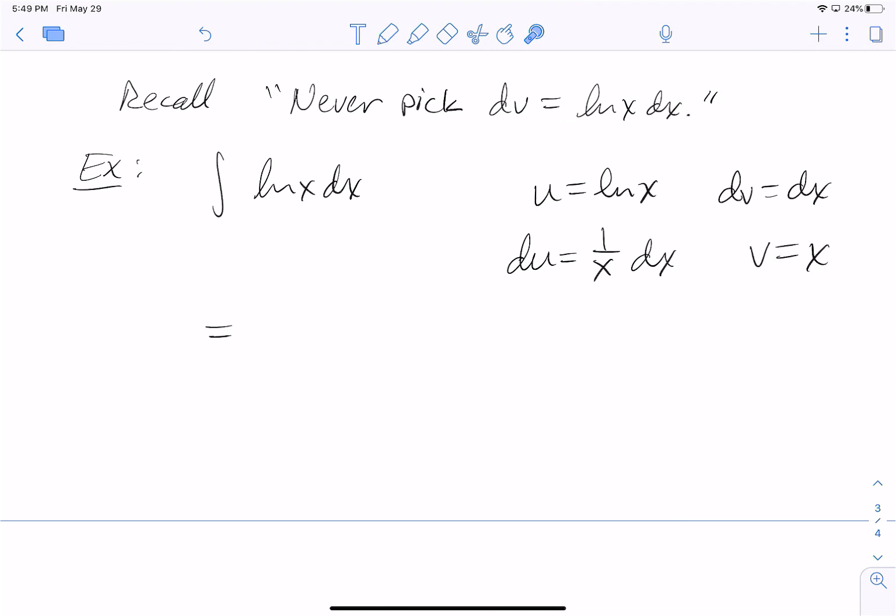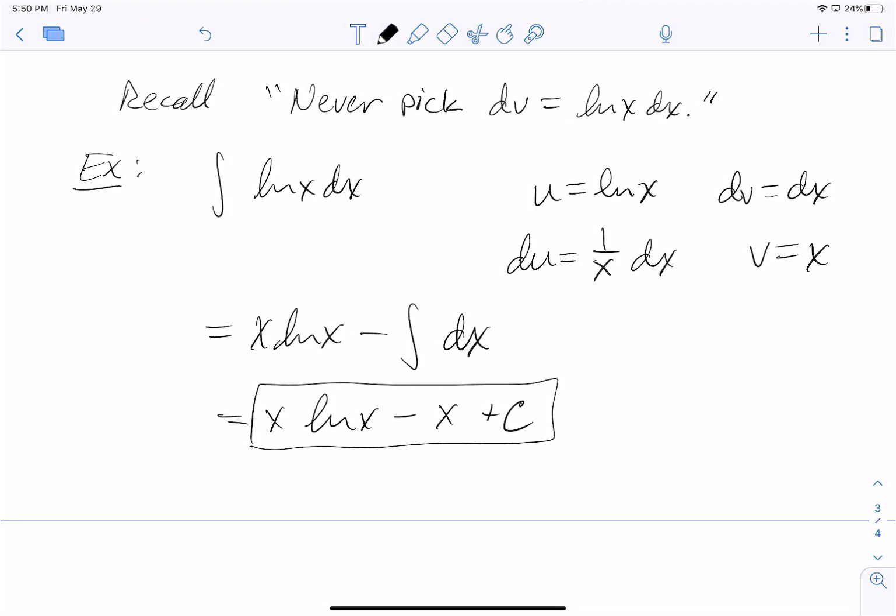Using the integration by parts formula, we're going to write down uv, but I'll write it down as x times the natural log of x, minus the integral of, now look, v du becomes simply dx, because 1 over x dx multiplied by x, the x is all divided out. And we end up here with x times the natural log of x minus x plus c, and that's our answer.